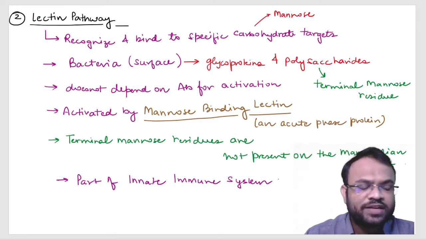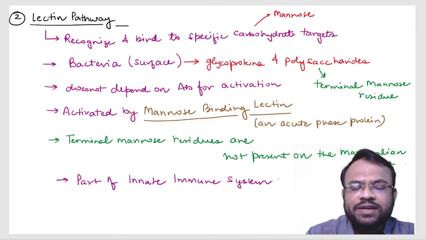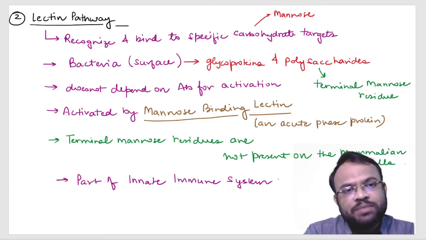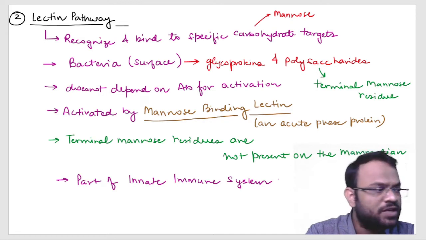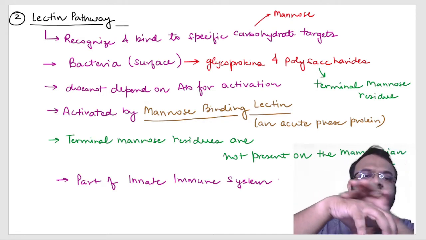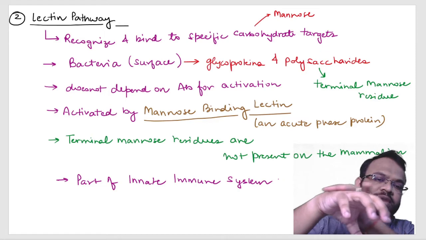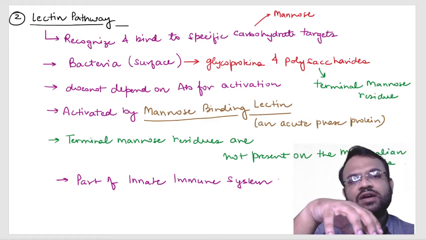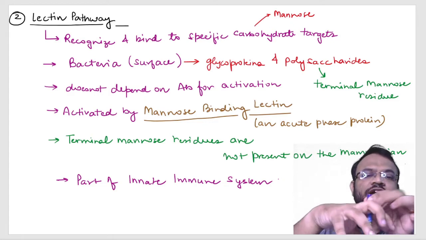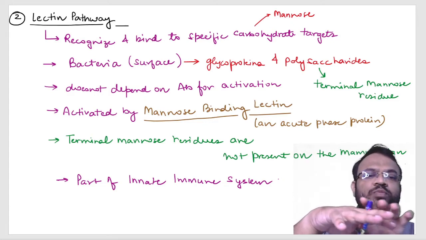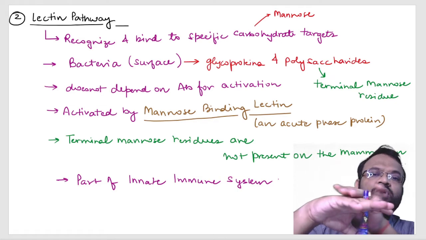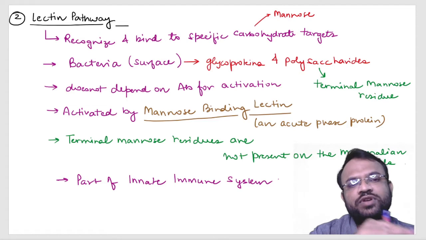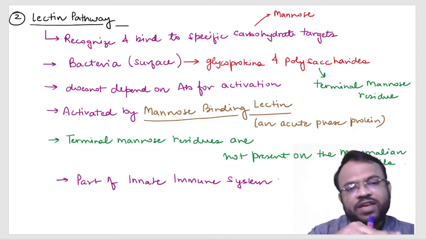Now what is this lectin pathway? Actually, on the surface of bacteria, some glycoproteins and polysaccharides are present. What does this mean? Suppose this is the surface of a bacteria. Now on this bacteria, these small glycoproteins or polysaccharides might be present. So what are these glycoproteins or polysaccharides? They would have carbohydrates.